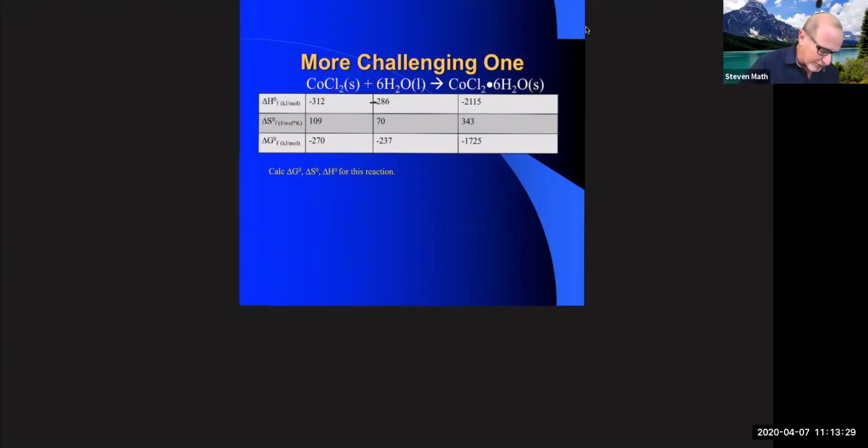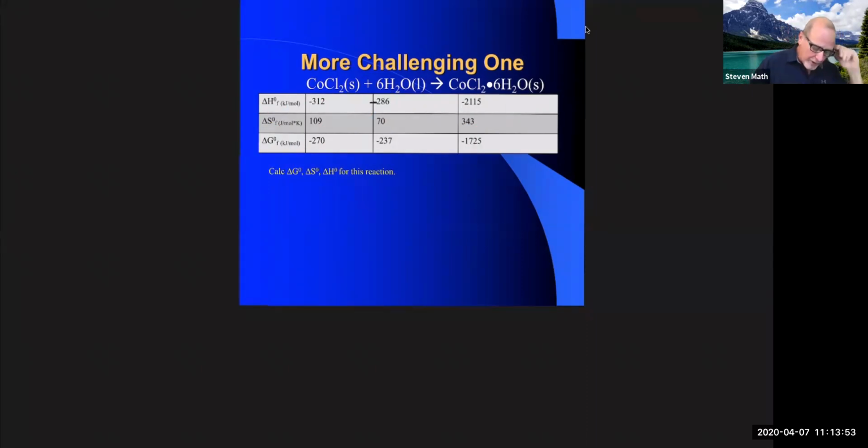What they've given us is the thermodynamic data for delta H for everything, delta S for everything, and delta G for everything. And they want us to calculate the G, S, and H for this whole reaction. Now, I made a mistake when I put this together, but this is negative 286. So that's why that's handwritten in.